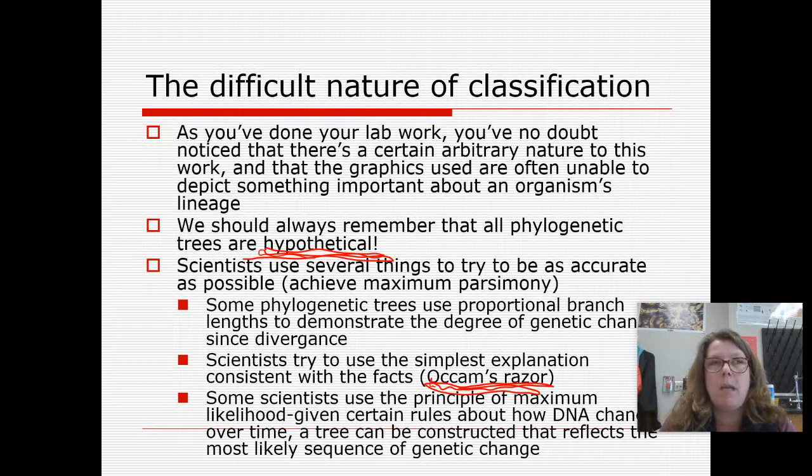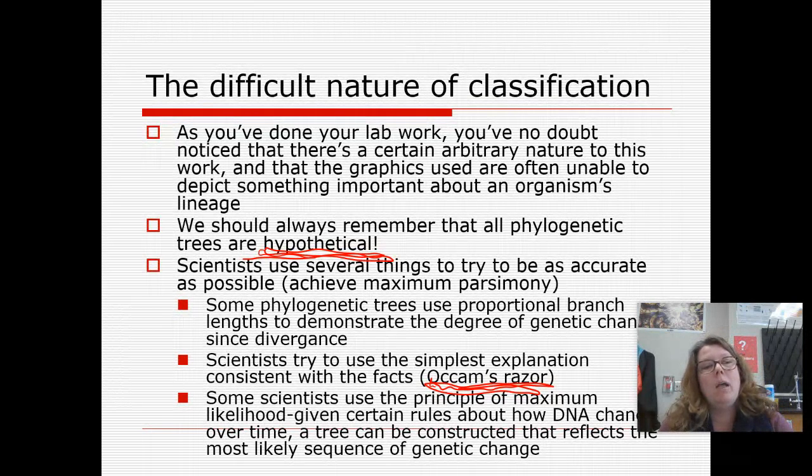When you have two competing hypotheses to explain a phenomenon, if they both appear to be equally plausible, you select the one that is the simplest with the least amount of assumptions involved in it. Okay. Now, does that mean it's the right one? No, it doesn't. It just means it's the one you're going to accept and use.